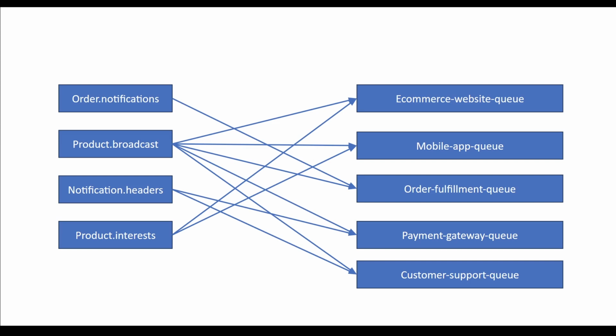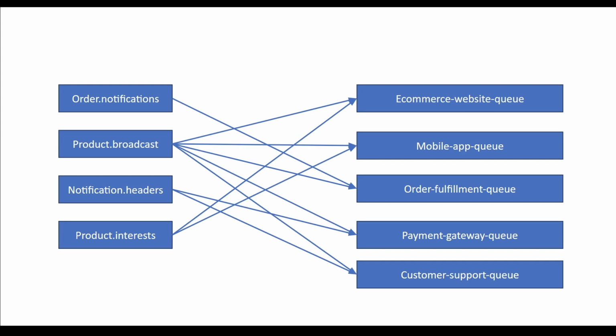And here we can see there are 4 listings. These 4 listings are the exchanges. First of all, we'll be creating a direct exchange for order notification. This will be for sending our order related updates. Then we'll be creating a product broadcast. It will be a fanout exchange and it is used for broadcasting product updates and pricing changes as well.